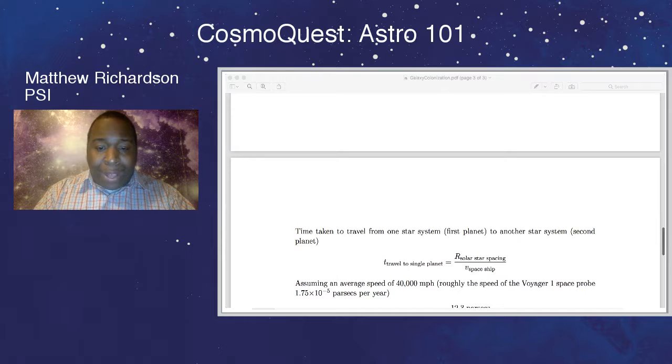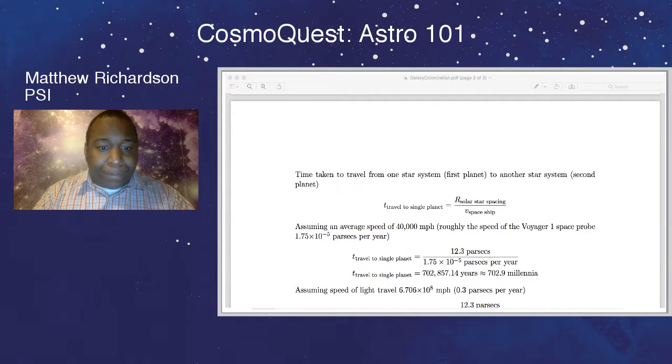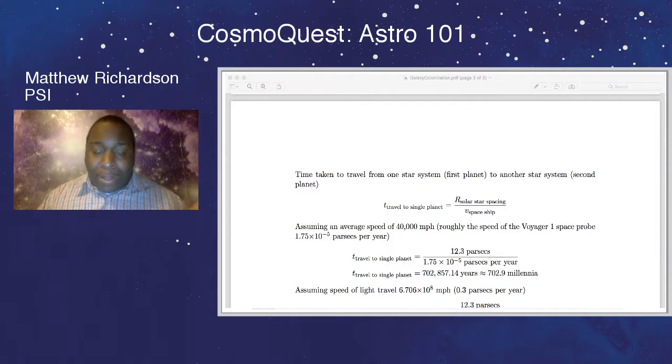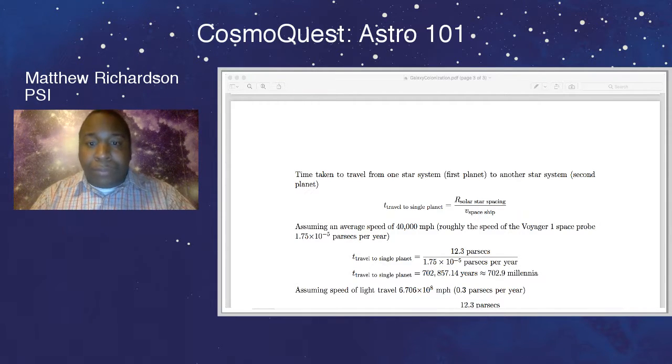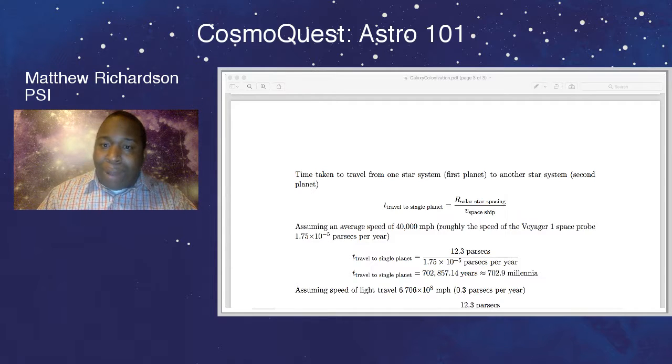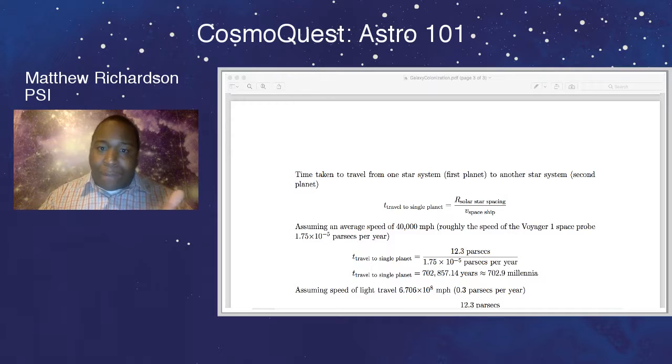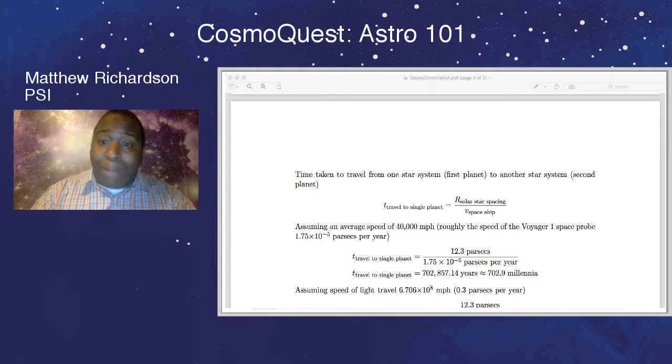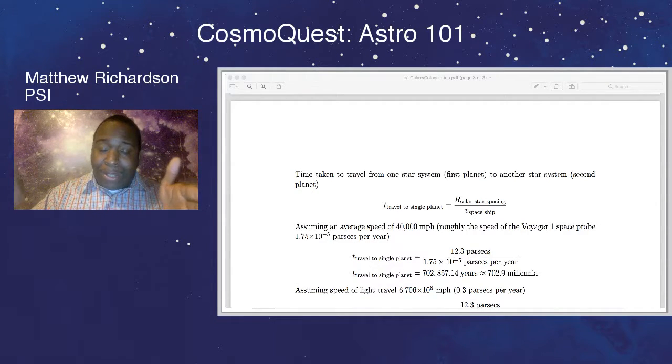And so moving on to the next part of our calculation, we want to now consider, what's the amount of time it would take to travel from one planet to another? And that's actually probably the easiest part of the calculation because we can just use our good old equation for velocity, where the time it takes to travel from one planet to another planet, or from one solar system to another solar system, is basically the average distance between the solar systems divided by the velocity of our spaceship.